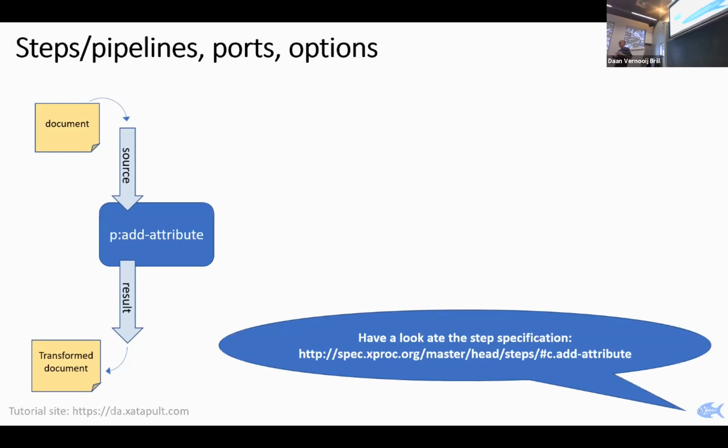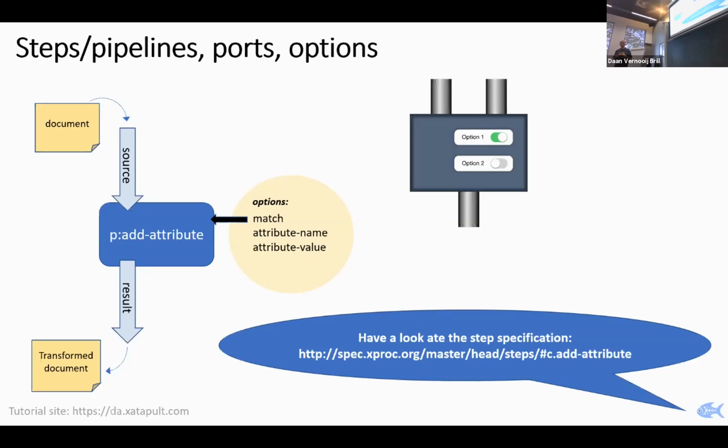Besides ports, steps can have options, and options are the little switches you can set to make things happen. And p:add-attribute has 3 options. One is the match option, which tells the attribute step where to add the attribute, and of course there's an attribute name and an attribute value option to set the actual attribute. It's a little bit like these boxes in the air ventilation system with switches on them that change the mode or something. It's a nice analogy.